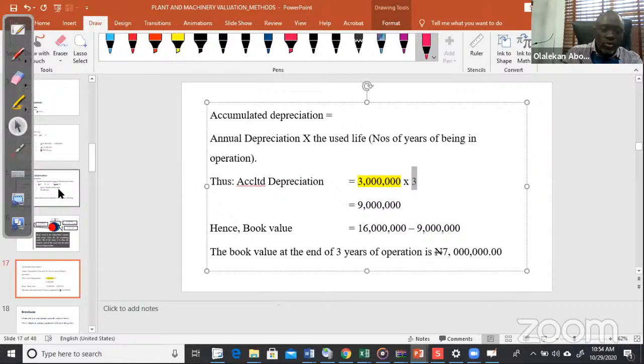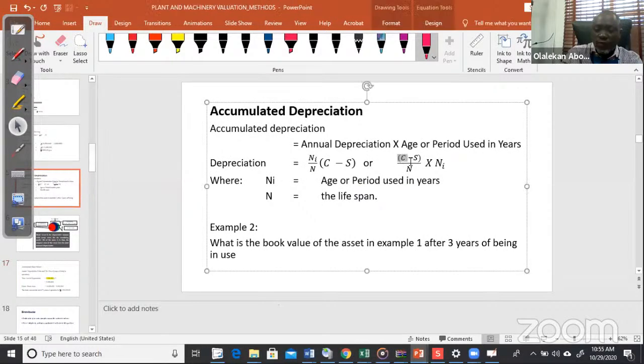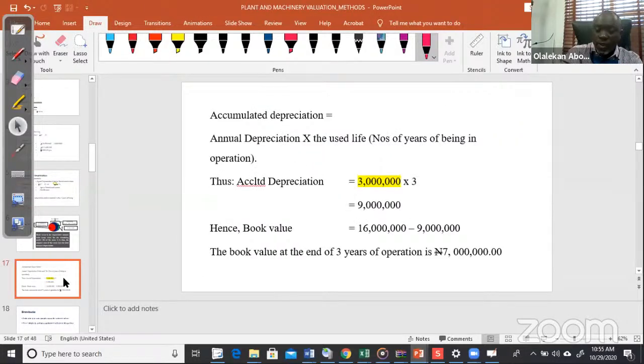Otherwise, you can equally use this formula, right? This portion of the formula represents your annual depreciation, which gave us 3 million. Then this N represents the number of years in use, which is your age in use, 3 years in this case. So you don't need to cram anything as the formula, just use the number of years that the assets have been used to multiply your annual depreciation. So you will have your accumulated depreciation.